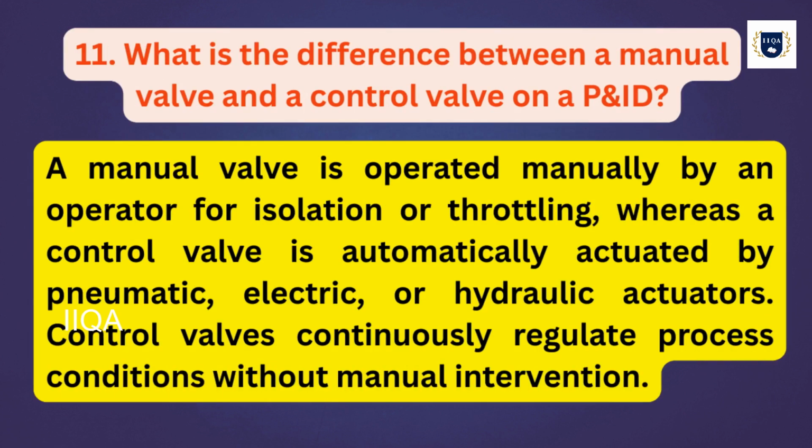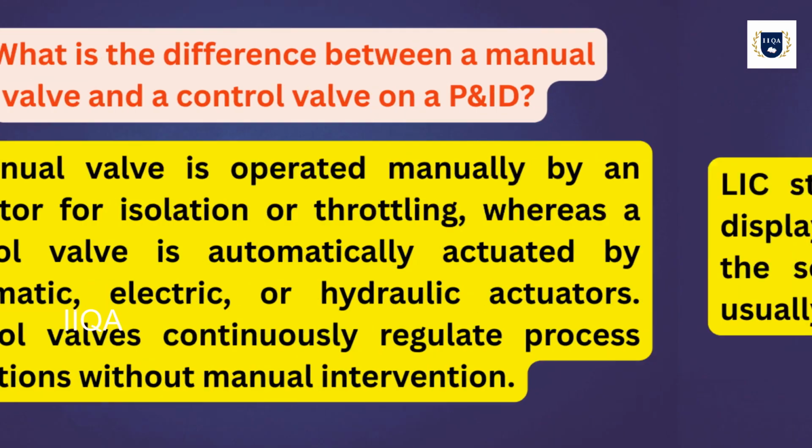What is the difference between a manual valve and a control valve on a P&ID? A manual valve is operated manually by an operator for isolation or throttling, whereas a control valve is automatically actuated by pneumatic, electric, or hydraulic actuators. Control valves continuously regulate process conditions without manual intervention.